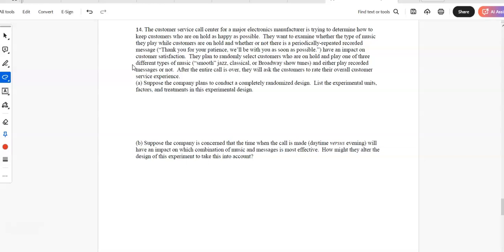They plan to randomly select customers who are on hold and play one of three different types of music: smooth jazz, classical, or Broadway show tunes. Either play recorded messages or not. After the entire call is over, they will ask customers to rate their overall customer service experience. Suppose the company plans to conduct a completely randomized design. List the experimental units, the factors, and the treatments.